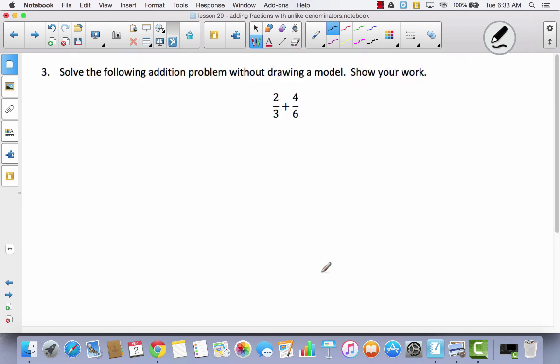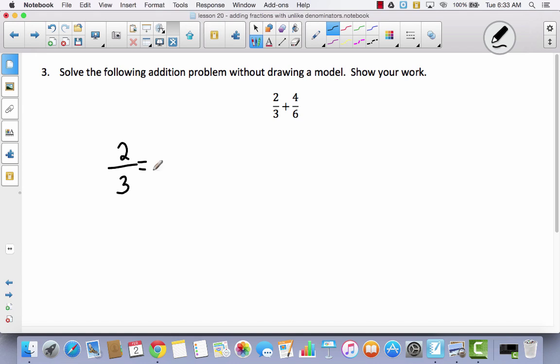All right, let's take a look at the very last problem. Solve the following addition problem without drawing a model. Show your work. So let's think about this for a minute. We do not have common units, but I did learn something whenever I was making those number lines. I learned something about whenever I was trying to take thirds and decompose them into sixes. What was I doing to the numerator and the denominator?